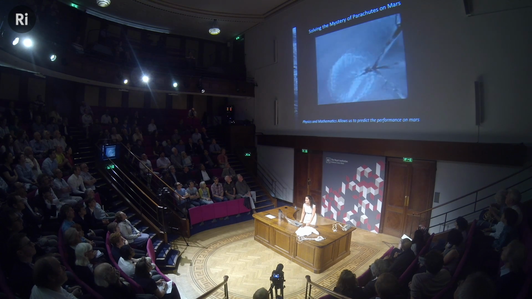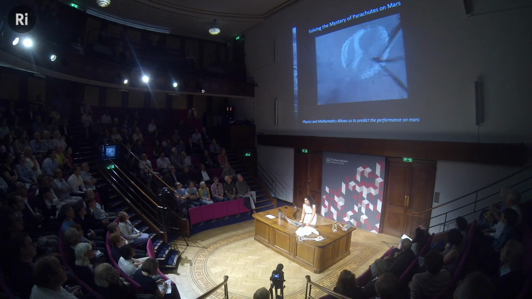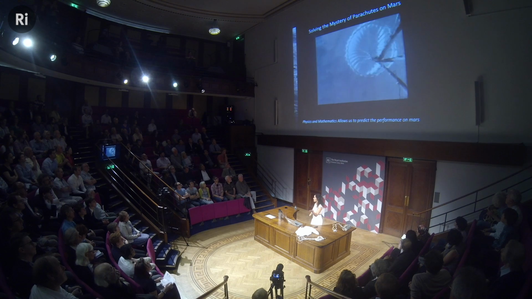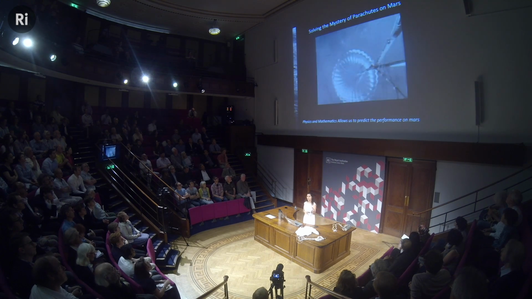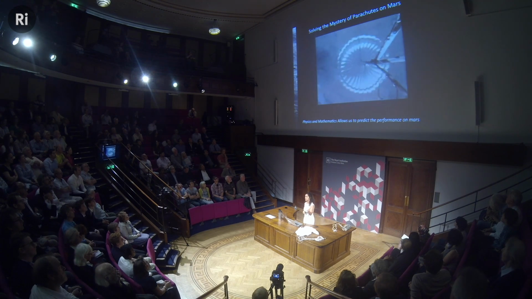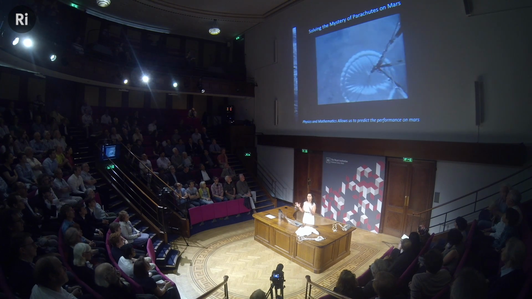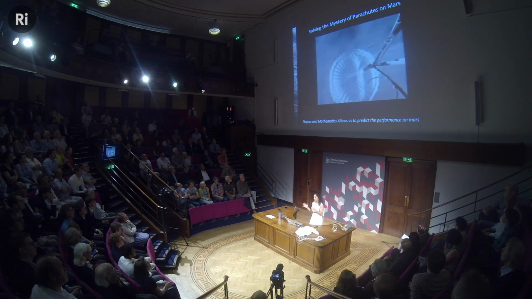So this is an example of a test that was done probably in the 1970s, I think it was. And they were able to take this parachute up to around 150,000 feet altitude on Earth, attach a rocket to it to get it up to Mach 2, and then deploy it to be able to experience the exact same conditions that it would see on Mars.